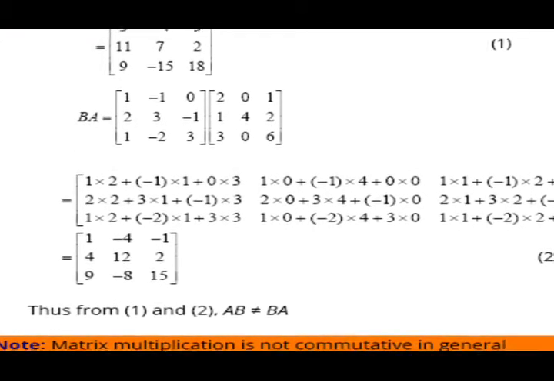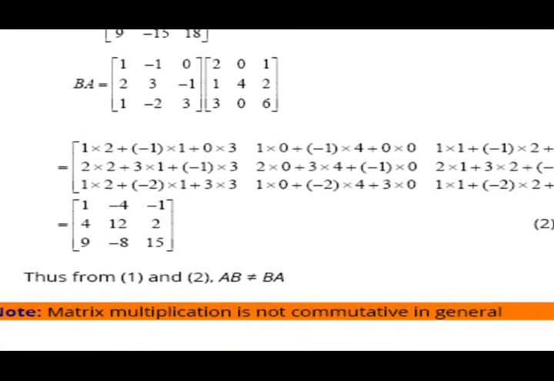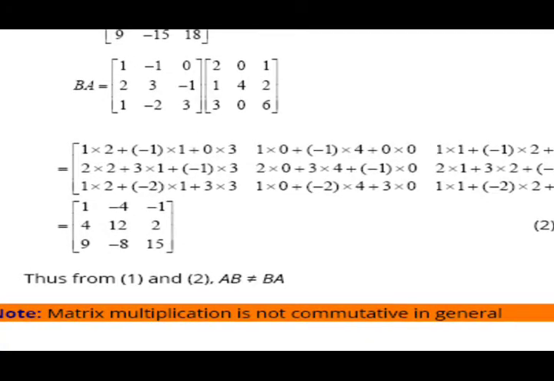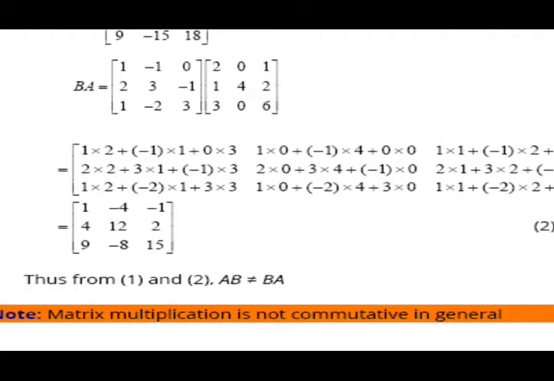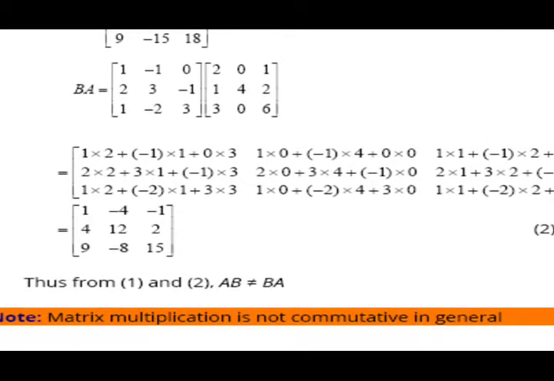And then we find BA. We first write B and then A. In the same process, we multiply these matrices, but the answer is changed. Therefore, the commutative property of multiplication does not hold in matrices.